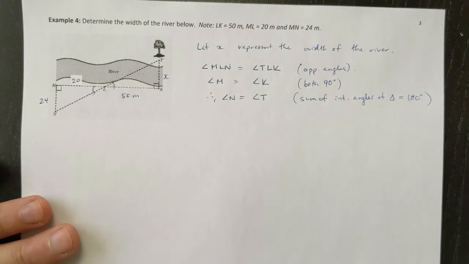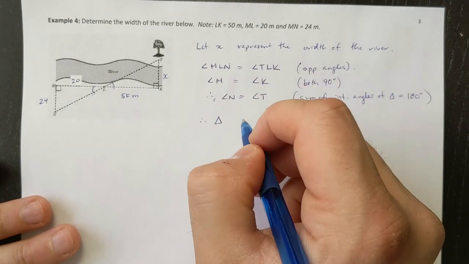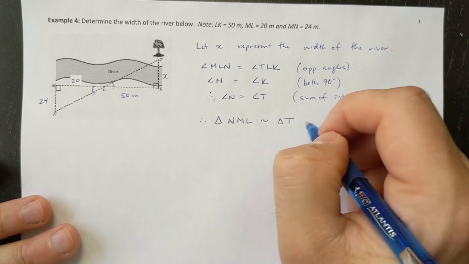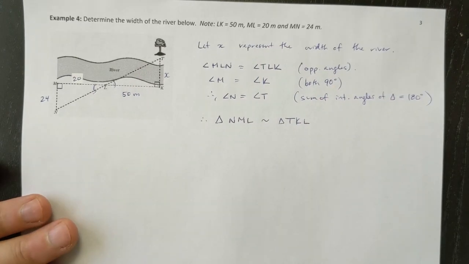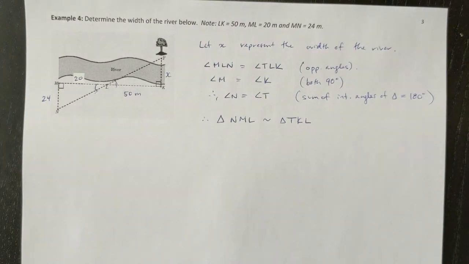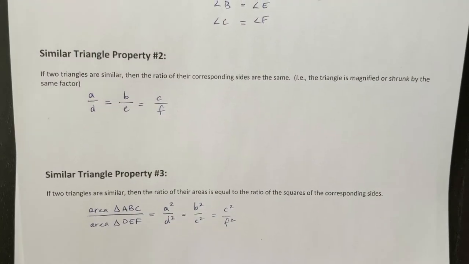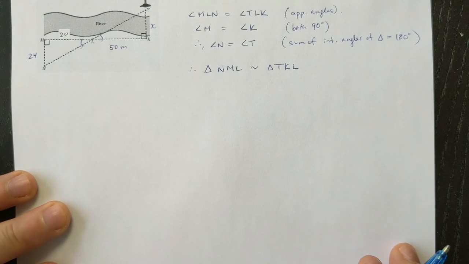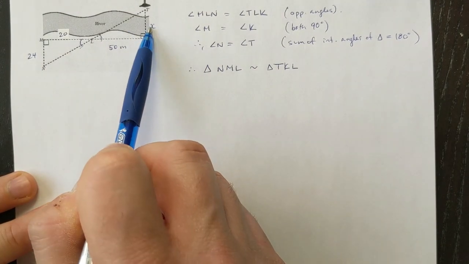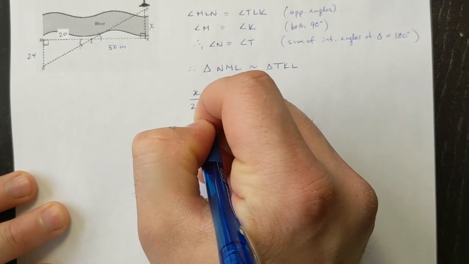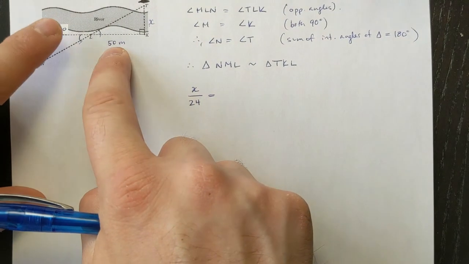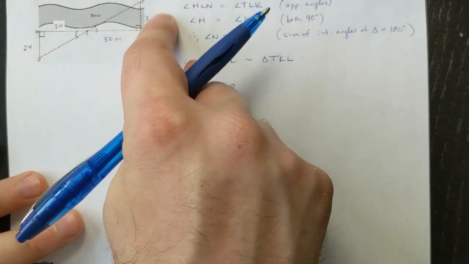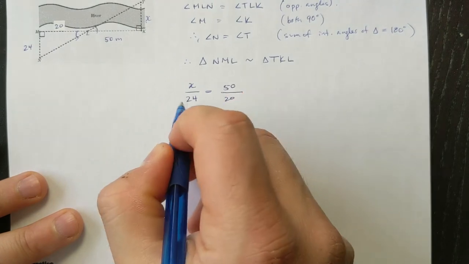All right, so we can make our similarity statement, which is, therefore, triangle NML is similar to triangle TKL. Okay, so if we have similar triangles, that means that we can use any of the three properties that we discovered at the beginning of this lesson. So we're going to use this property because we need to find this missing side over here. So I'm going to set up my ratios, which is this side, its corresponding side. So let's make that ratio. X over 24 is equal to, and these two sides are corresponding, so 50, because that belongs to the triangle with X, over 20, because that belongs to the triangle with 24.